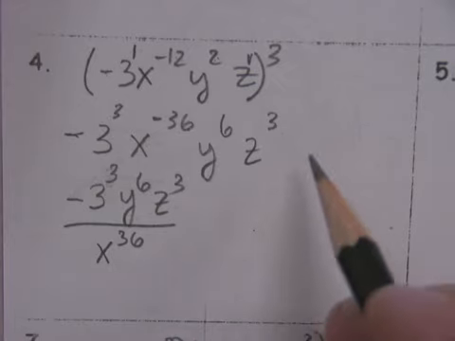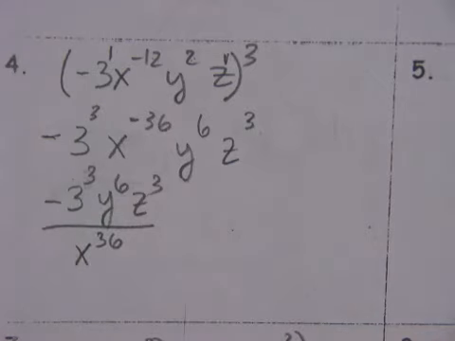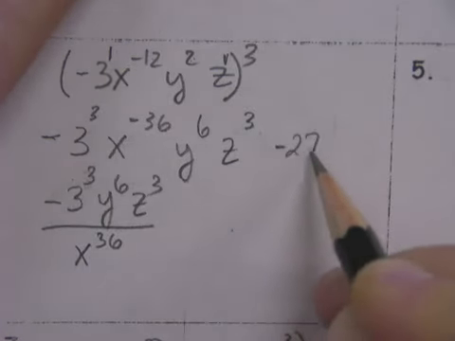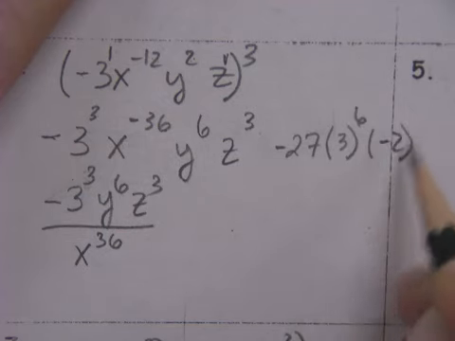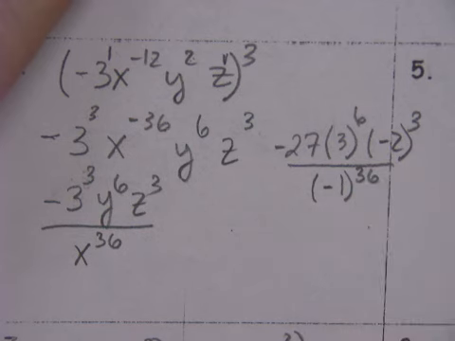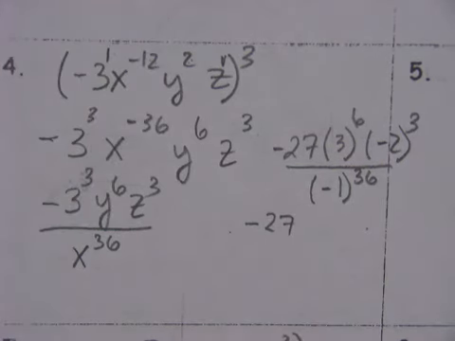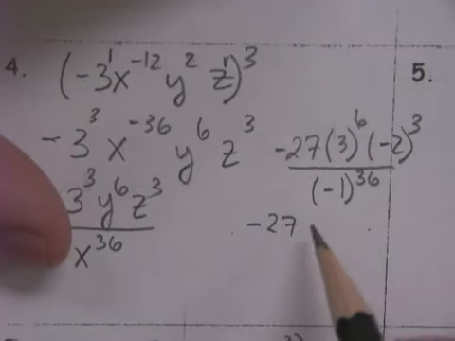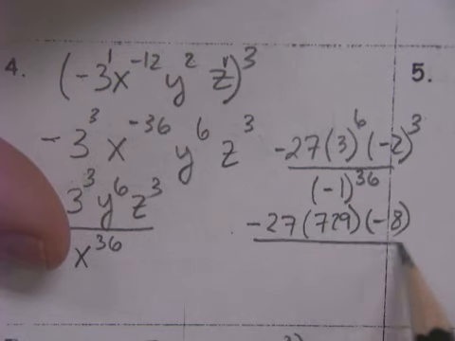All right, and then let's substitute our numbers. I'll go over here and move over just a little bit. So let's do 3 cubed. What is 3 cubed? That's 27. So that's negative 27. Y is 3 to the 6th. Z, I think, is negative 2 cubed all over x, which is negative 1. All right, and the rest of this is pretty much straightforward. So this is negative 27. I got to do 3 to the 6th. That's 729. 2 cubed, that should be negative 8. And negative 1 to the 36th, that's just plain 1.